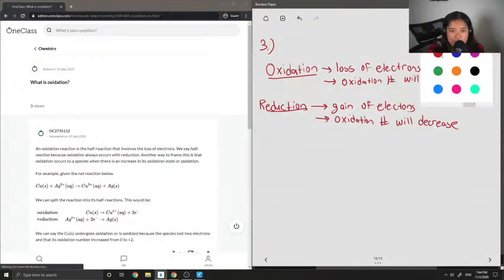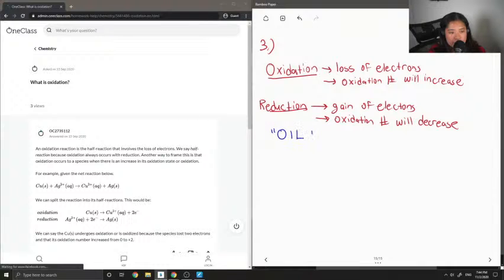So there's different ways people try to remember which one loses electrons and which one gains electrons. So one of them is by using OIL RIG. So this means oxidation is losing electrons. Reduction is gaining electrons.